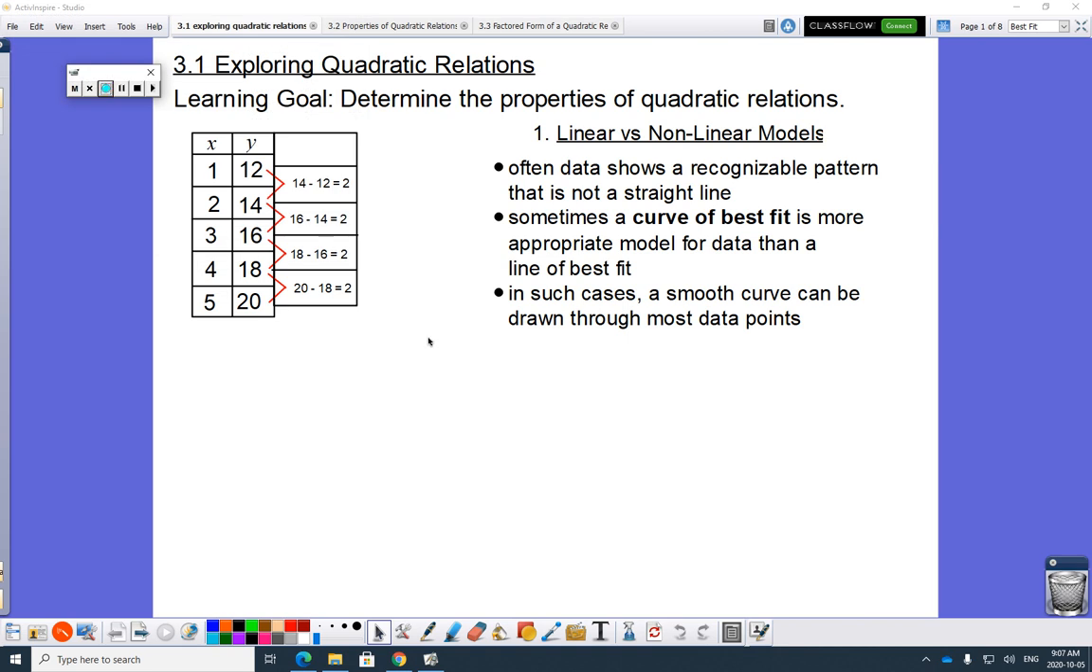Okay, so last year you would have done first differences, and all you would have said is, for the system you're given, the relation, the function, are the first differences equal? And if they were, then it was linear. And if they weren't equal, all you would have said was nonlinear.